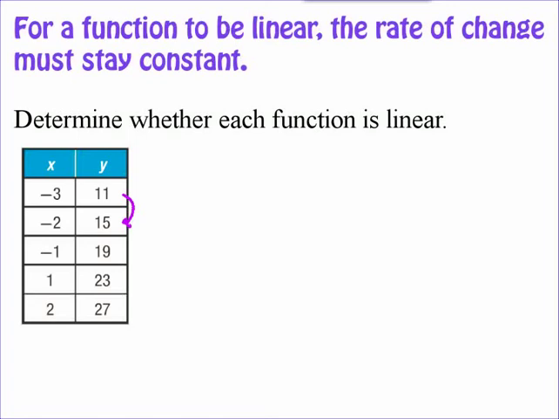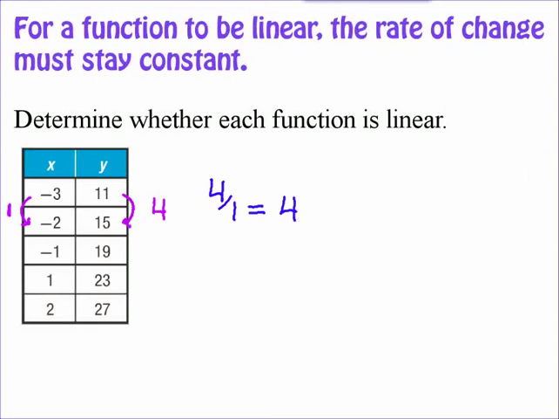I would subtract 15 minus 11, and what do you get? 4. What do you get when you subtract negative 2 minus negative 3? Positive 1. For those of you that are wondering, negative 2 minus negative 3: your two negatives make a positive, and you get 1. So the rate of change there would be 4 over 1, which is 4.